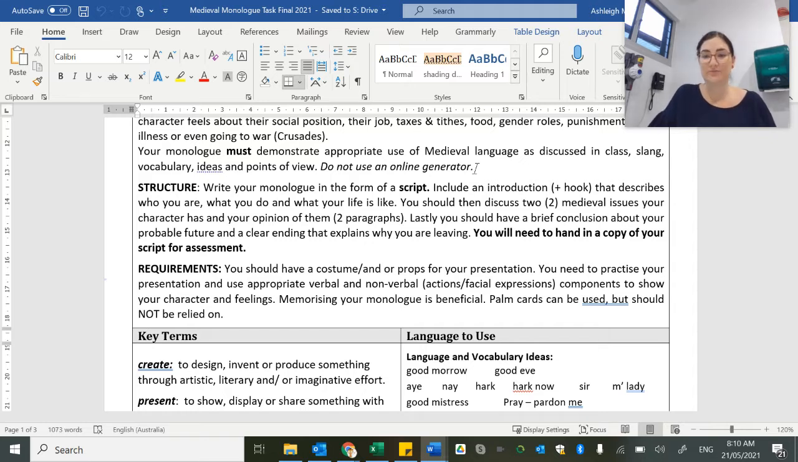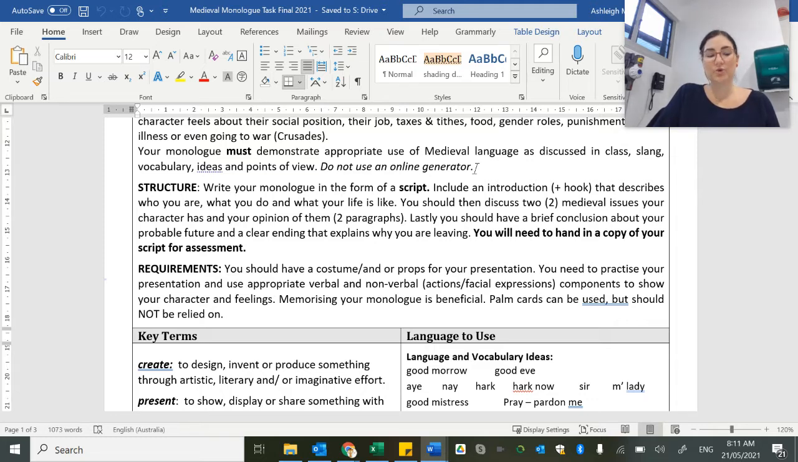It's up to you. We have seen some very creative monologues in the past, so feel free to be as creative as you like. Now, you need to hand in a copy of your script for assessment. So you are marked on the written script, your written monologue, and you're also then marked on your presentation. So remember, your presentation is 2 to 3 minutes long. So you'll need to practice your monologue and make sure that it fits the time period.